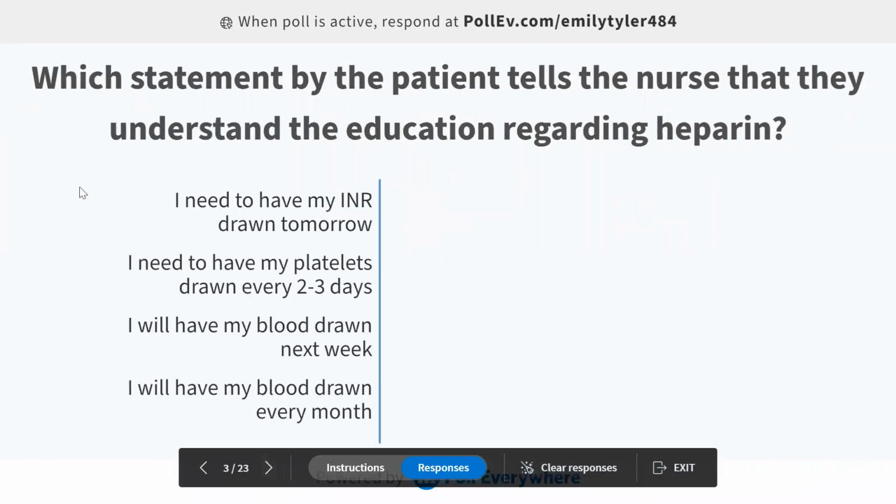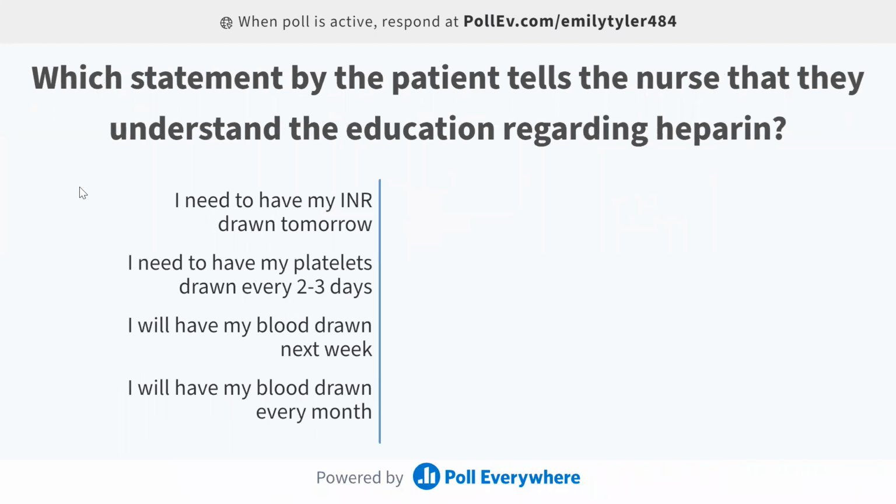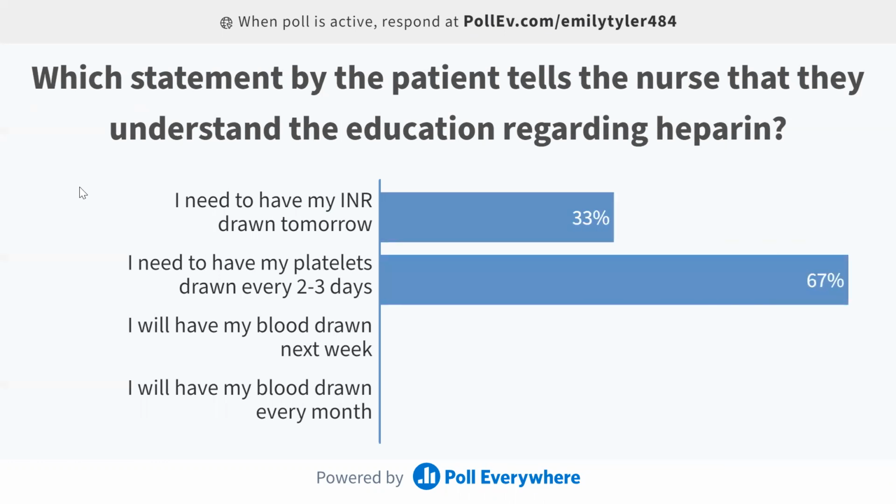What statement by the patient tells the nurse that they understand the education regarding heparin? So for me to know teaching about heparin, I need to know concerns for thrombocytopenia can occur by when? Day 4. So my answer here is what? I have to have my platelets monitored every 2 to 3 days for thrombocytopenia that can occur on day 4 of therapy.